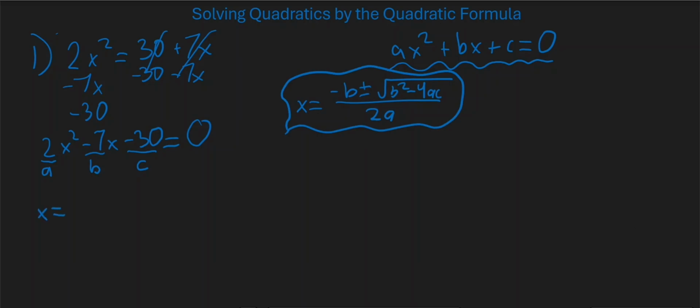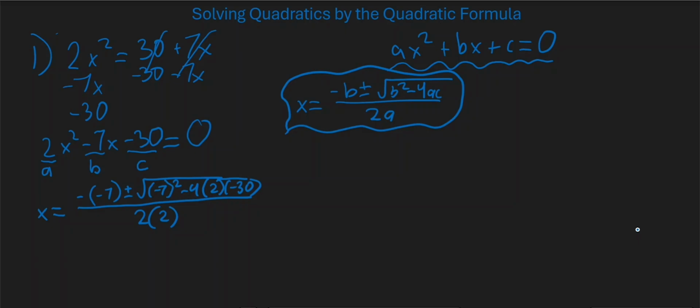x should be negative b, which is the negative of negative 7, and then plus or minus the square root of b squared. If the b term is ever negative, make sure to put that in parentheses, because if you ever square some negative quantity, then that becomes positive at the end. Minus 4 times a, which is 2, and then times c, which would be negative 30. And the entire quantity is divided by twice a, where a is 2.